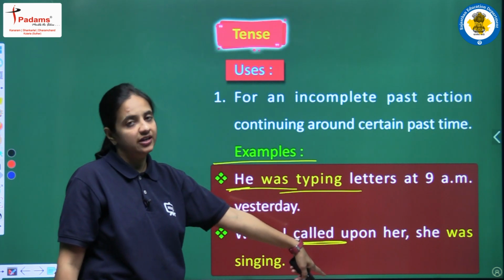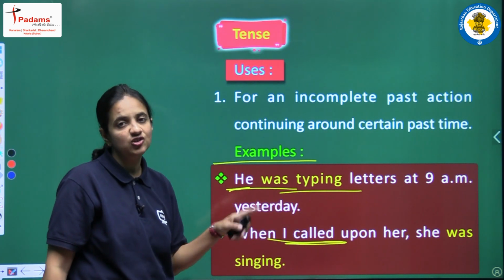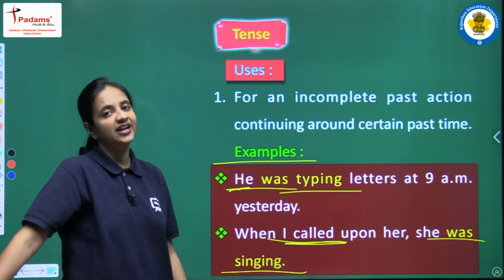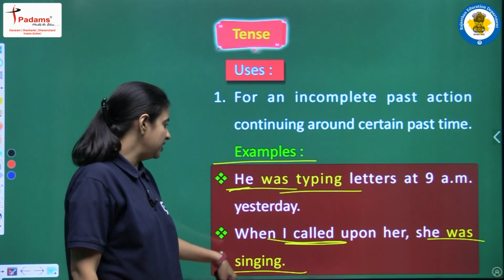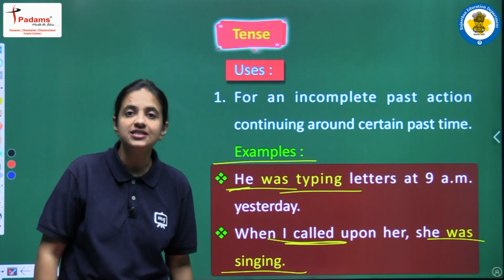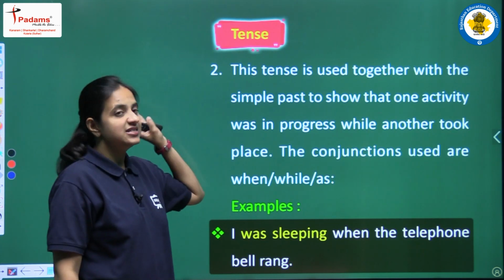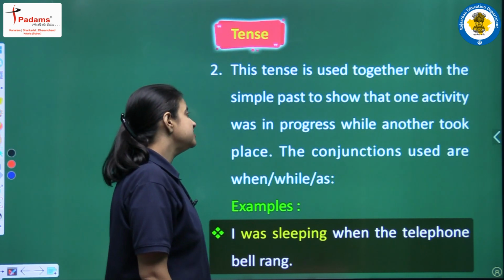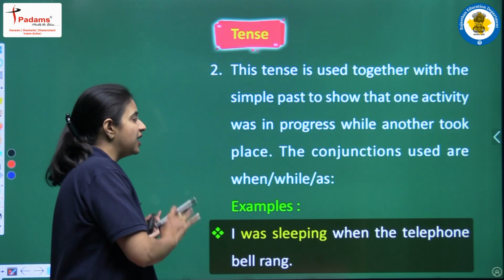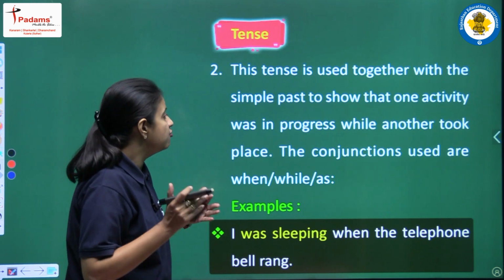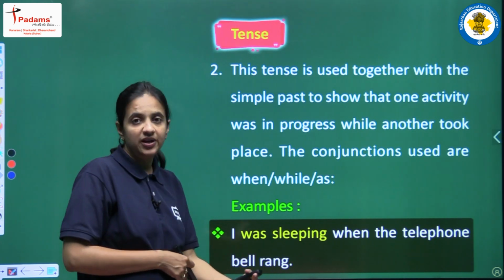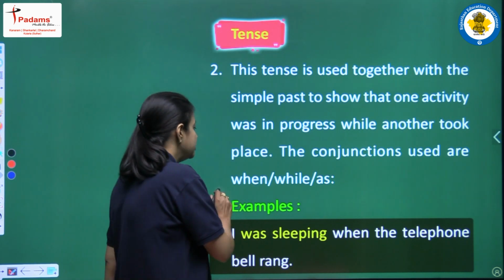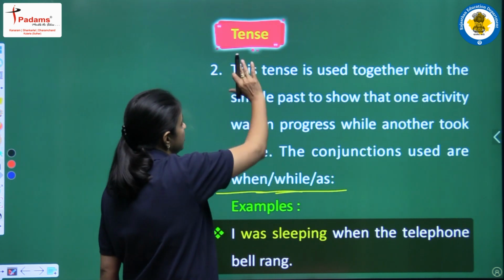So the first clause is in past simple tense. So the second clause will also be in past form and it will be in past continuous tense, and she, because it's a singular subject, so we will write was and sing plus ing, it will be singing. So the sentence will be when I called upon her, she was singing. Next we are having the second use of this tense. So let's understand what is this use. This tense is used together with the simple past to show that one activity was in progress while another took place. Okay, so this is something very important, and the conjunctions that are used here, they are generally when, while, as.